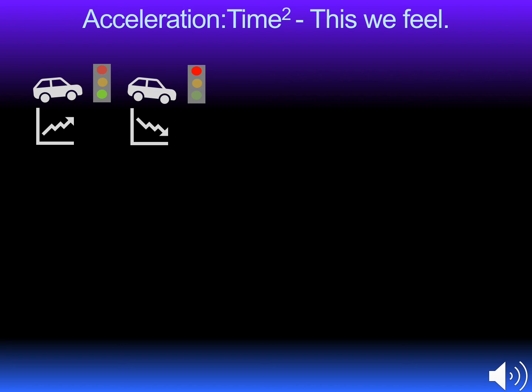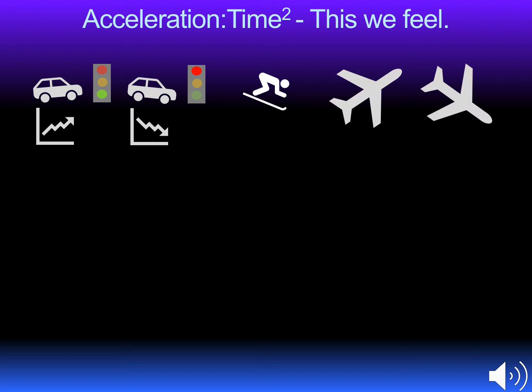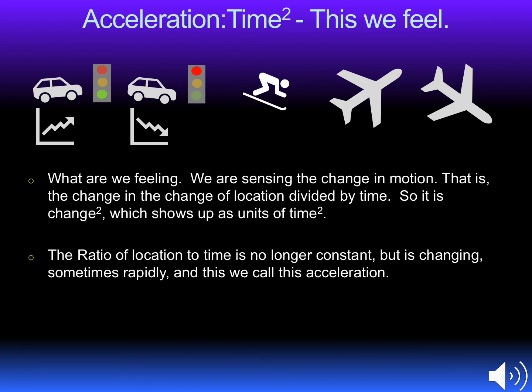So the most common aspect of acceleration that we can identify with is in a car when the light turns green and the car is accelerating, or when the light turns red and the car is decelerating. For those that have done skiing, you experience the pull of gravity in the form of acceleration as you go faster and faster down the hill, and when you fly during takeoff and during landing. So what is it that we're feeling? We are sensing the change in motion, that is, the change in the change of location divided by time.